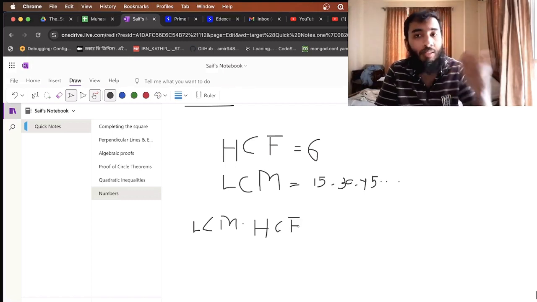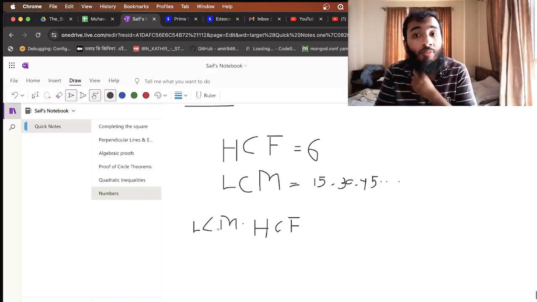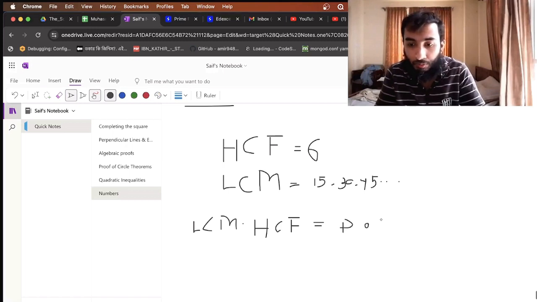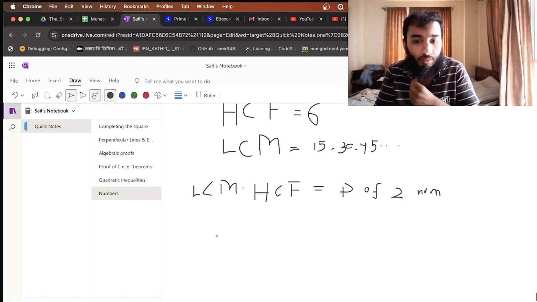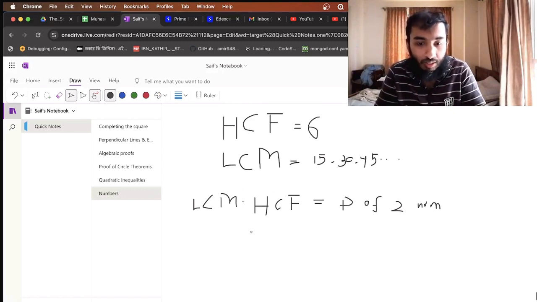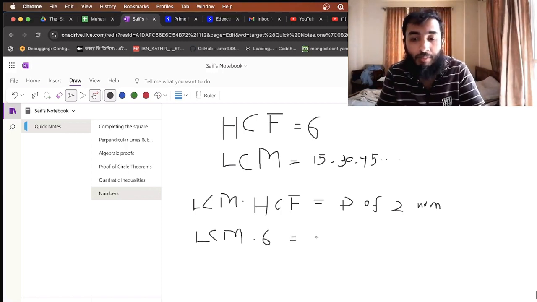Let's say we have two numbers. The multiplication of the LCM and HCF of these two numbers is actually the product of the two numbers. So this is a formula of LCM and HCF of two numbers. We know the HCF is 6. So 6 multiplied by an LCM, which is a multiple of 15. Okay, so we can write LCM for now. So LCM multiplied by 6 is what?